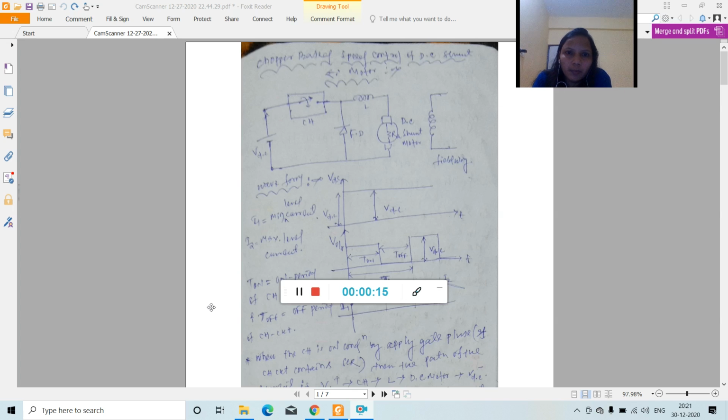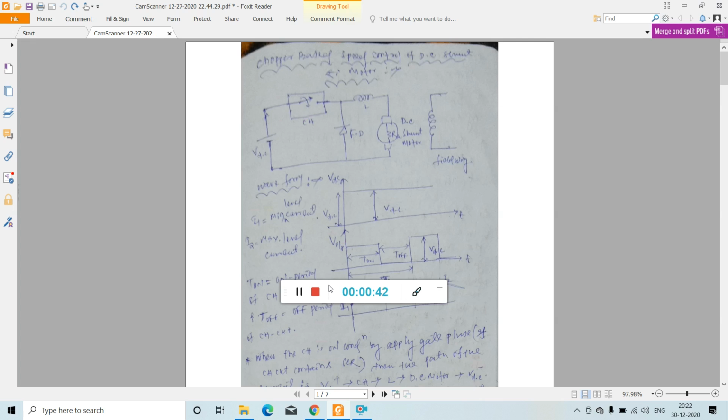So today we will cover the speed control of DC shunt motor using chopper. In the previous video I already told you about the different factors which affect the speed of DC motor. Today we will study the speed control of DC shunt motor by using chopper. So let's begin.